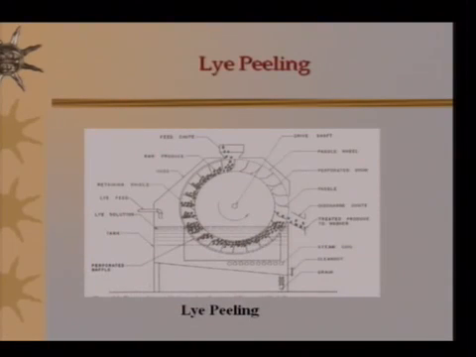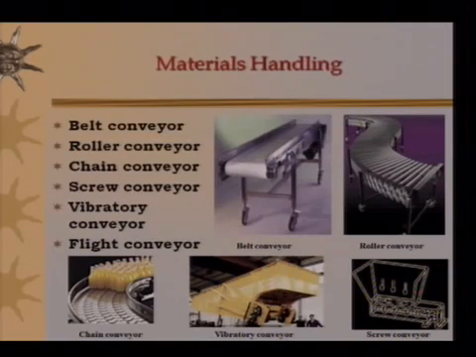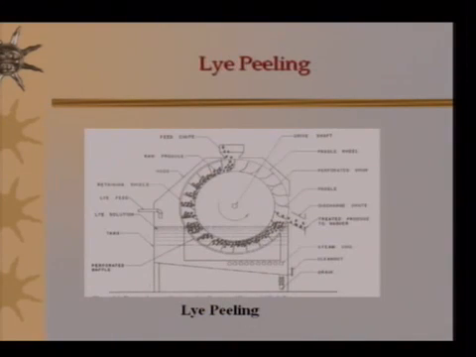Then there is lye peeling. Lye peeling is again practiced in many cases where, supposing you want to take out the potato skin from the potato or any other material. A lye peeler is a device which is used, and see here the lye peeler. It has got caustic in the bottom here, the caustic solution, and you put the material here from the feed chute, and the material will go along with the wheel.